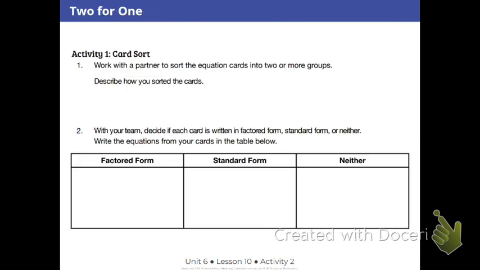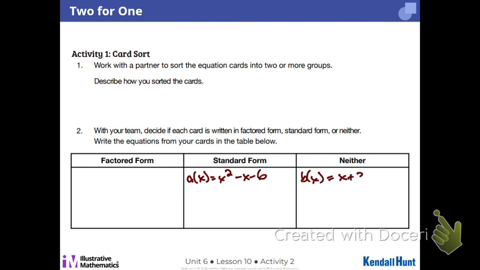We're going to do a little card sort activity next, okay? I'm going to pace this up a little because the next part is what will take more time. So A of x, that is standard form. I have a quadratic term. Nothing left to simplify. B of x, neither. What type of function is this, everybody? A linear function.